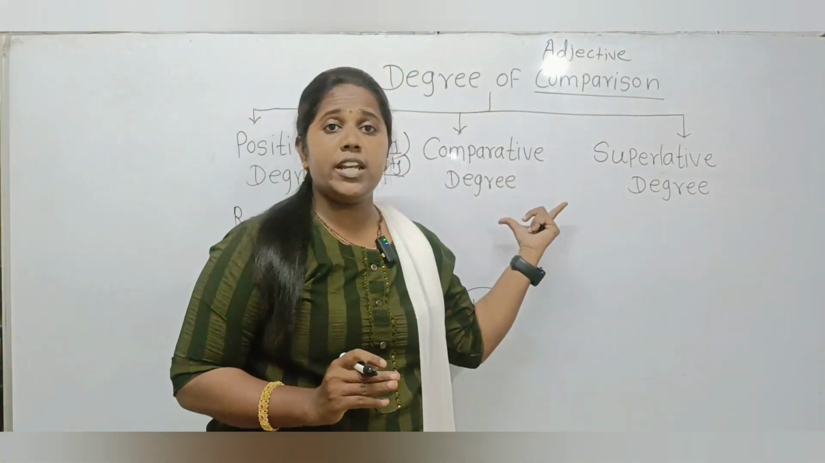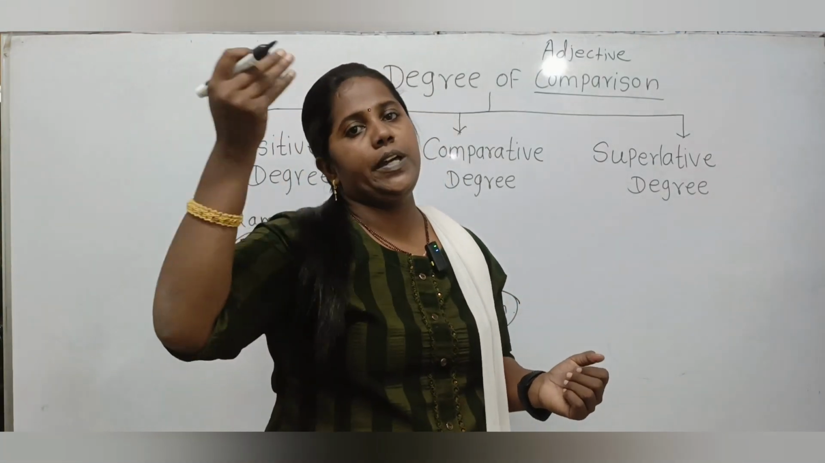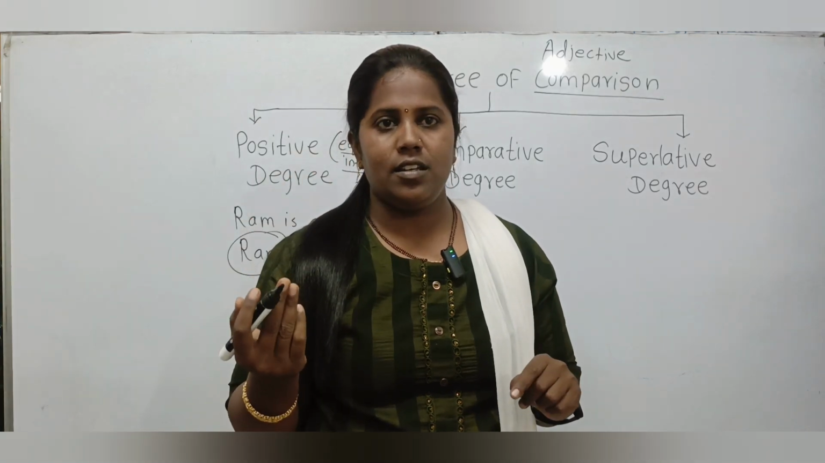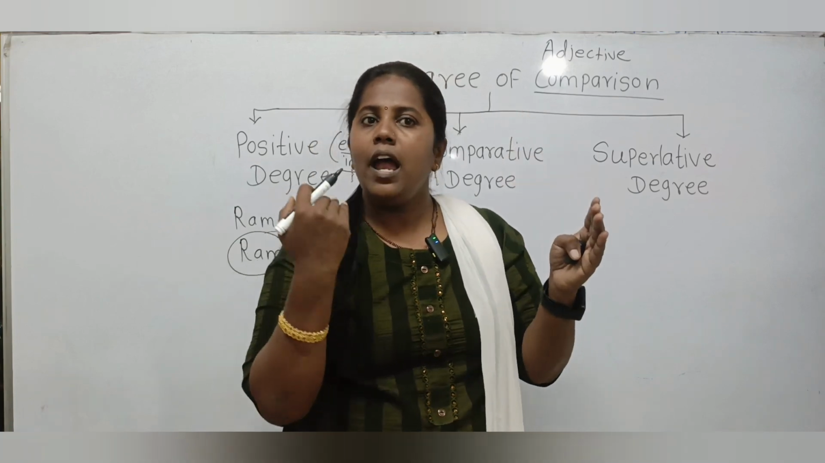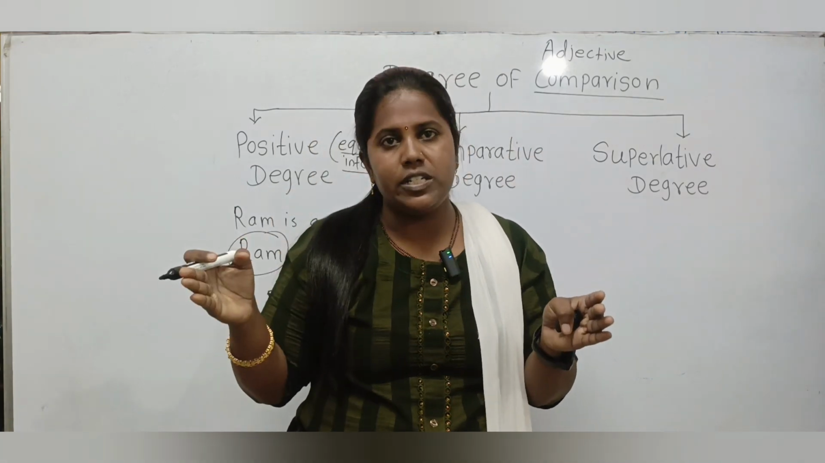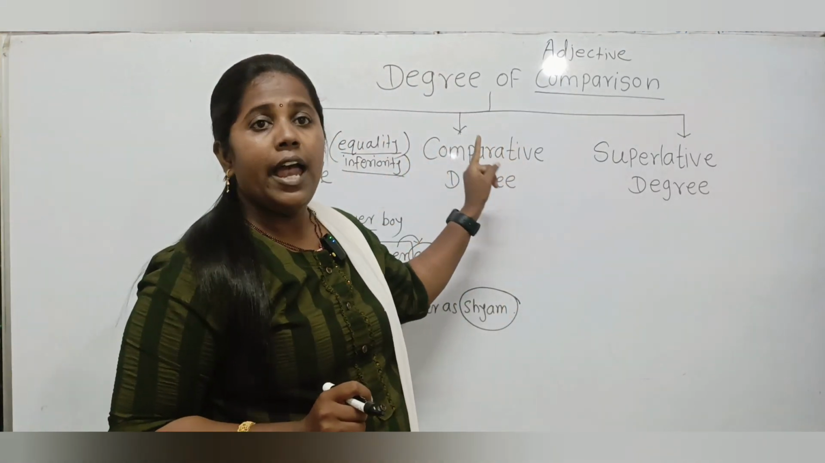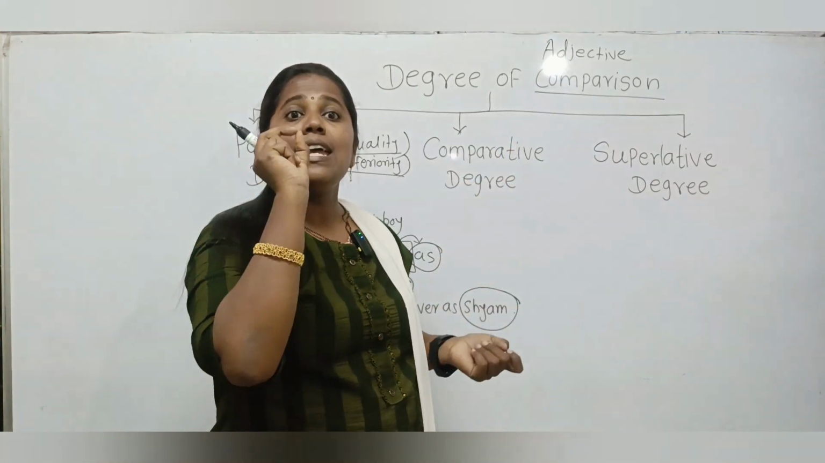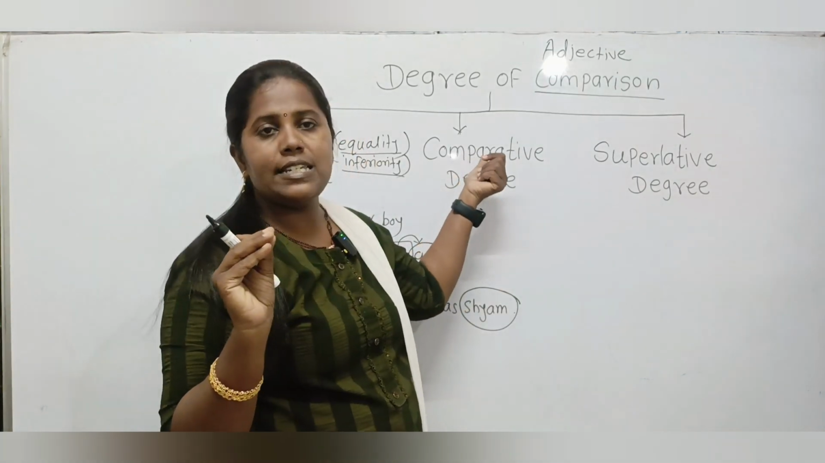Then what is comparative degree? Comparative degree shows inferiority or superiority. Means there are two persons, two objects or two places. Those you can compare with each other. Means one is better and one is not that much better. Means there is inferiority, there is superiority you can find. And how can you identify that is comparative degree? Actually, this comparative degree is known by than. Means than is the identification mark of comparative degree.